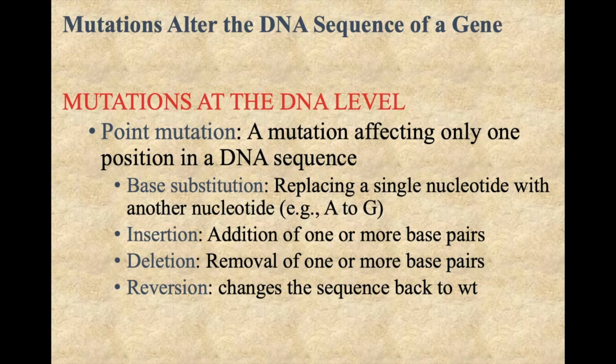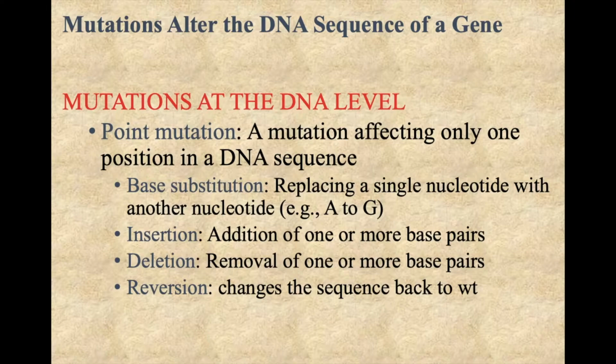So when we think of a mutation, we're thinking of a change in the DNA sequence that typically, though not always, results from mistakes during DNA replication. At the DNA level, the most common form of a mutation is what we call a point mutation, a mutation that affects only one position in the DNA sequence. There are a couple different types of point mutations.